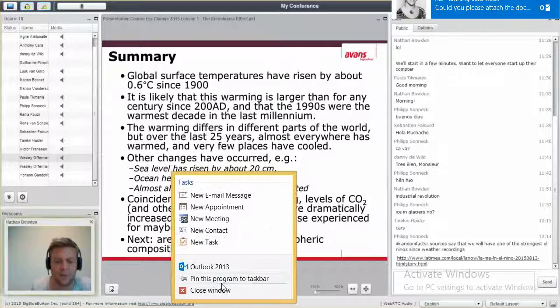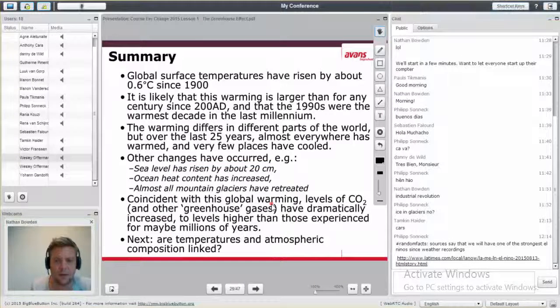That's when there were lots of volcanic eruptions. The warming differs in different parts of the world, but in the last 25 years, everything has warmed, and very few places have cooled. So sometimes in the past, some places got warmer and other places got cooler, but the global average was the same. But now everywhere's getting warmer.